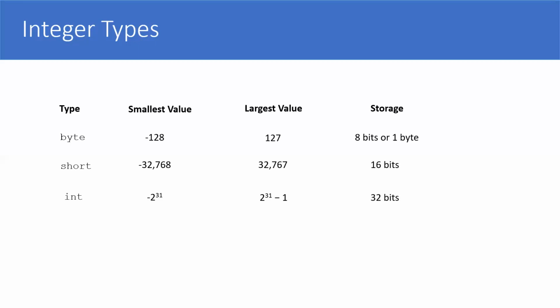And the final one is long. The smallest value for a long is -2 to the power of 63, and the largest value for a long is 2 to the power of 63 - 1. The storage it contains is 64 bits.